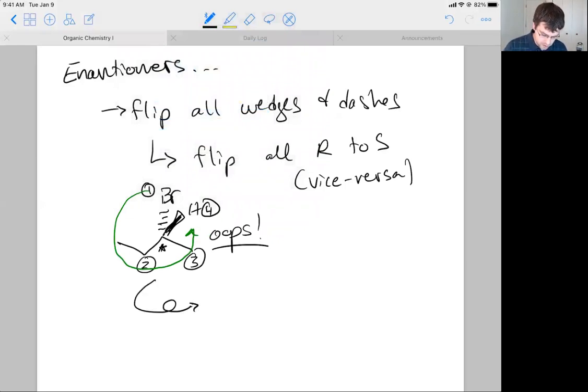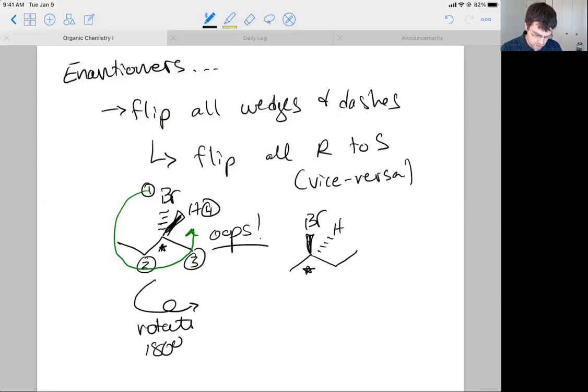So rotate. And I'm just going to pick up one side and spin it around. Let's see if I can do that with the camera. Okay, I'm going to spin it around. And if I do that 180 degrees, 1/2 turn, then my methyl group is on this side, my ethyl group is on this side. Here's my star, and my wedges go to dashes. Okay, so 1 to 3 to 2 to 4. The priorities also just kind of flip around.